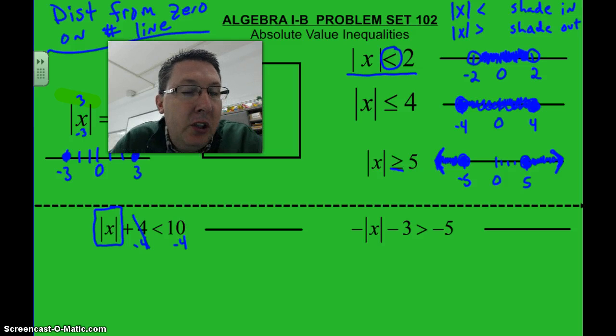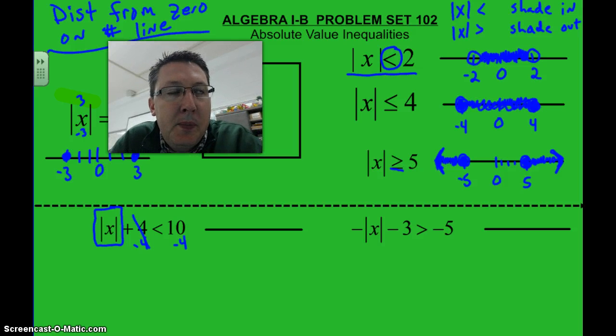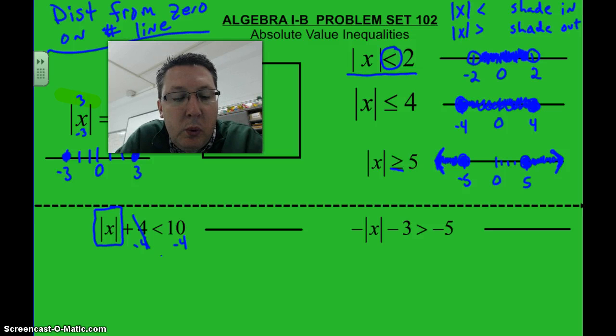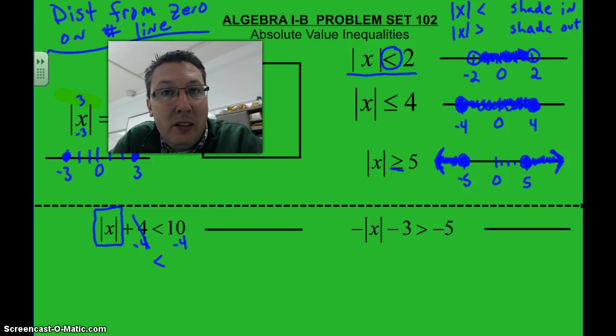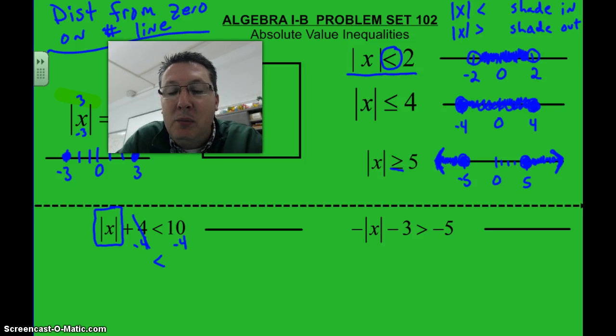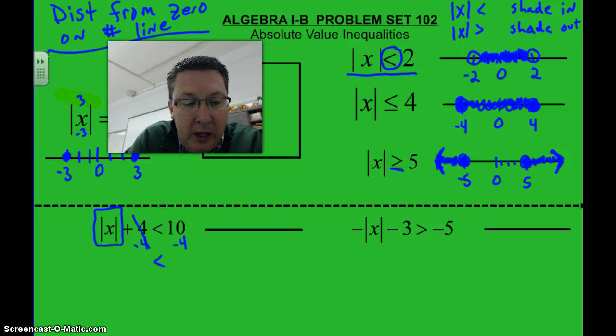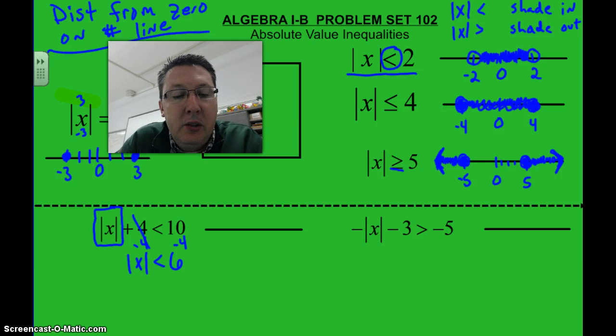Now remember, on your steps for solving inequalities, this inequality symbol will not change unless you multiply or divide by a negative. On this problem, I'm subtracting 4 from both sides. I can add and subtract all day long. It does not change that inequality. So that plus 4 is gone. I'm left with absolute value of x is still less than 10 minus 4 is 6. So I have the absolute value of x is less than 6.